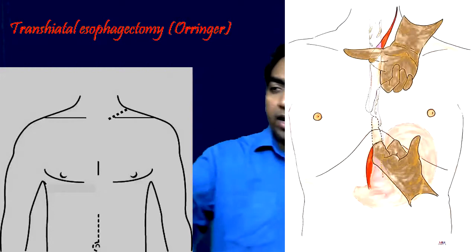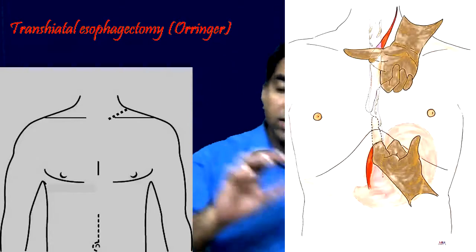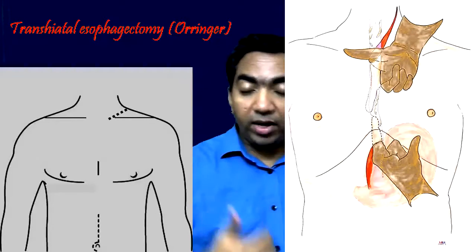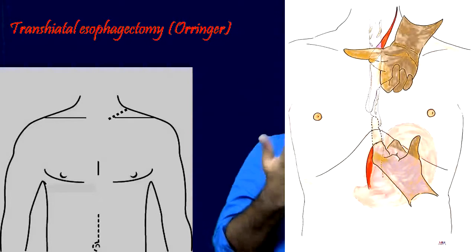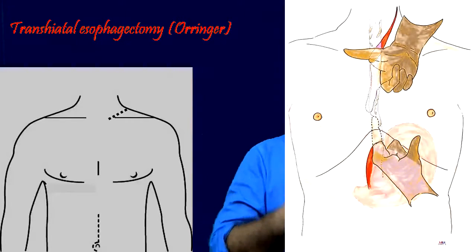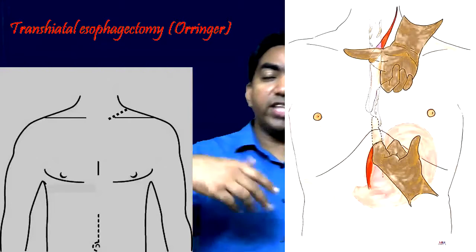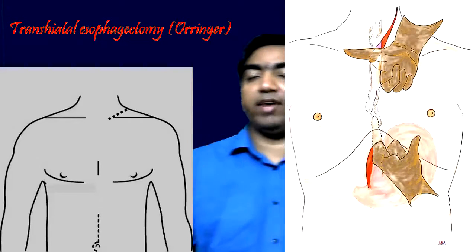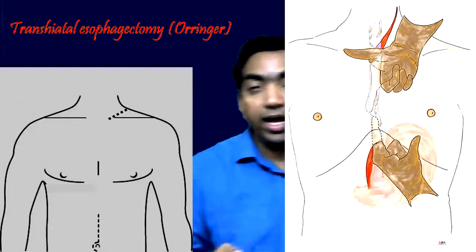Now, in the anastomosis here, all the steps happen from the abdominal incision. The mobilization of the esophagus happens through the abdominal incision, and the cervical incision is put. The esophagus is mobilized from the cervical part as well, and finally the anastomosis happens in the neck.